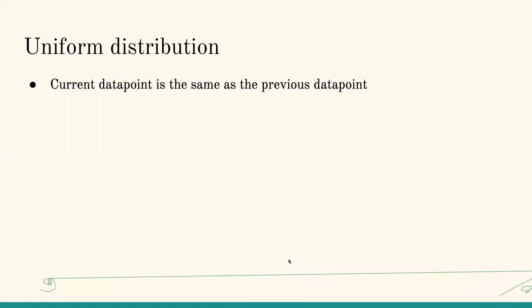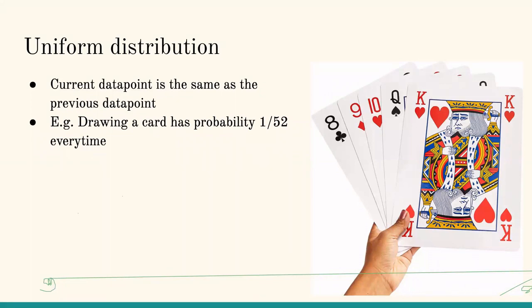So what is uniform distribution? Uniform distribution means that, as I said, any data set is basically a list of a lot of information, right? So in that list, if the current data point is exactly the same as the previous data point, that means your distribution is uniform. As an example, let's say you are playing cards, and there are 52 cards in a deck, right? So the probability of drawing one card is 1 out of 52. And regardless of which card you draw, and at whatever point of time you draw, if the deck is full, then the probability is always 1 over 52.